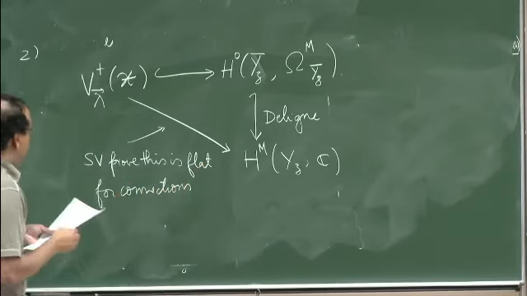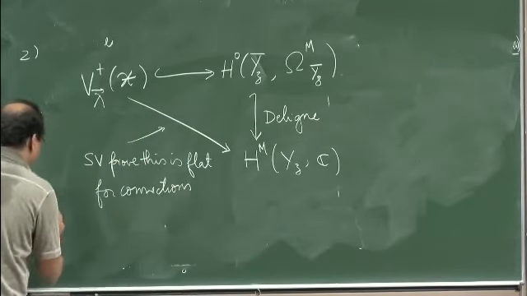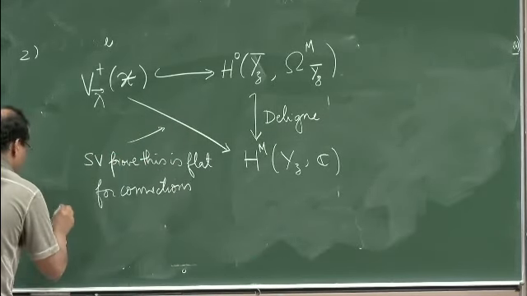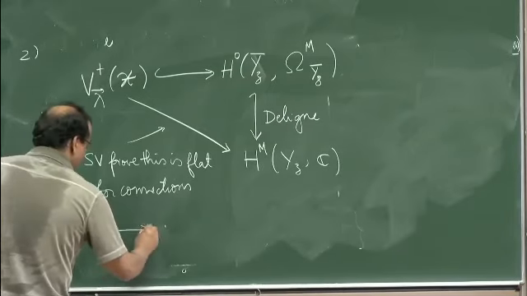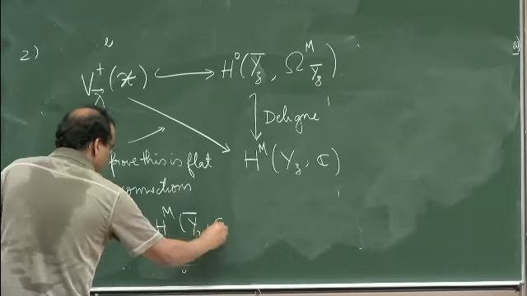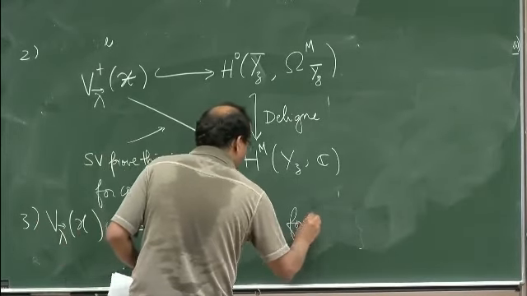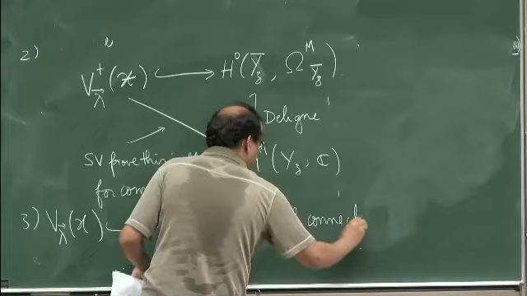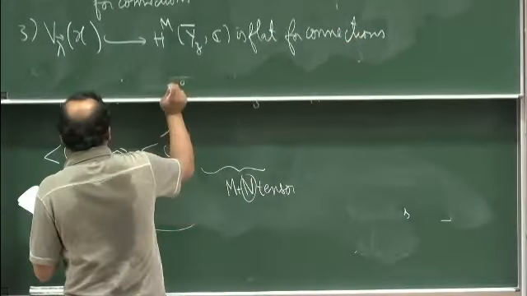And a little bit of work shows that the map that one has to the compactification is again flat for connections. So H^m is flat for connections. The third.